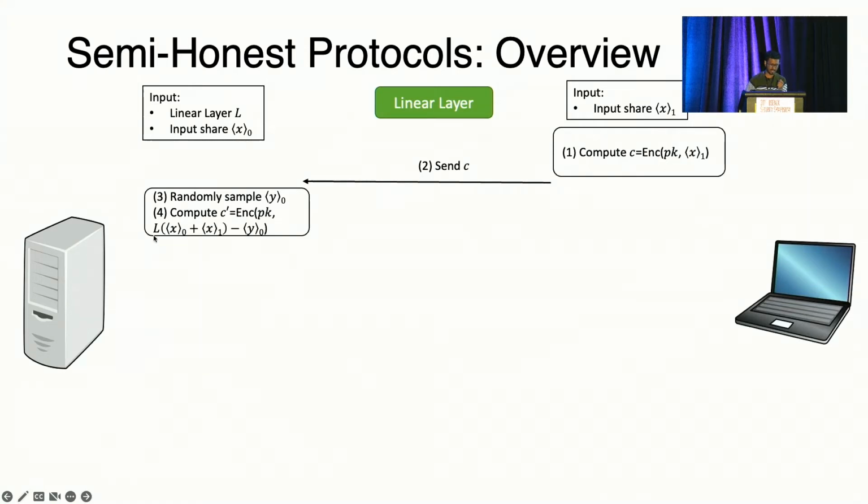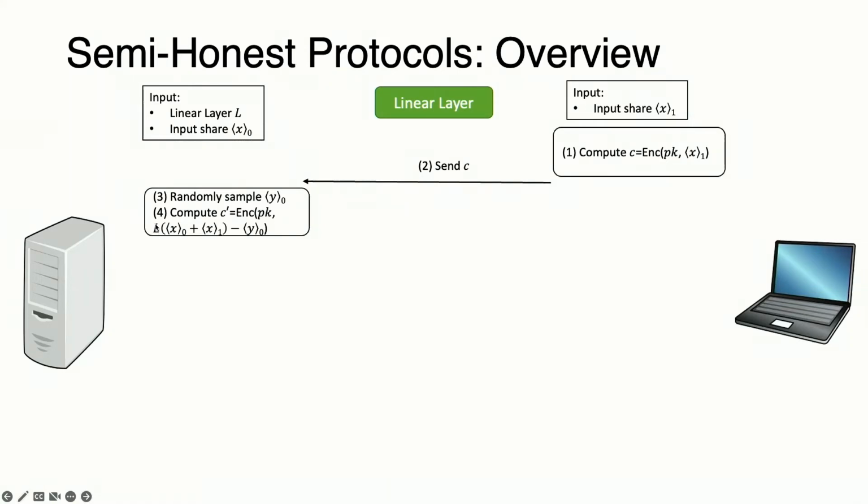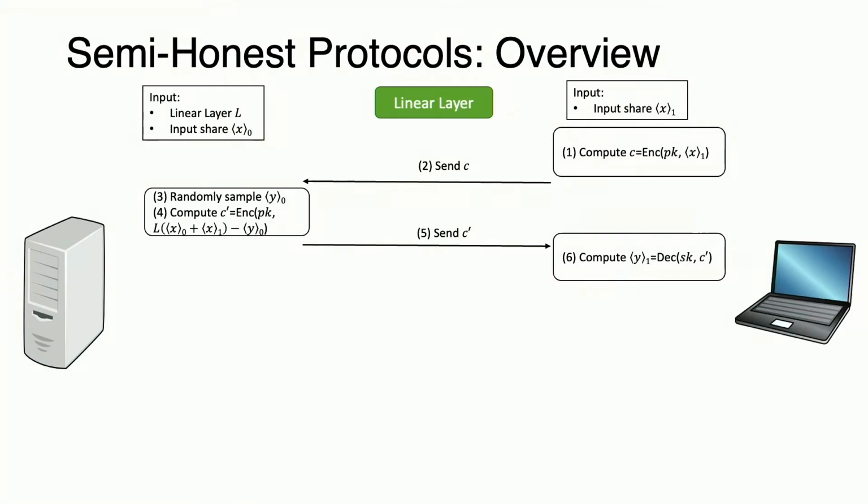Then it will obtain encryption of the computation of the linear layer on this reconstructed value. And finally, it obtains the ciphertext C- corresponding to the share of the output Y of the client. It will send this ciphertext to the client, and at the end of it, the client will decrypt. At the end of the computation of the linear layer, we have both parties holding shares of the output of the linear layer, that is, output Y.